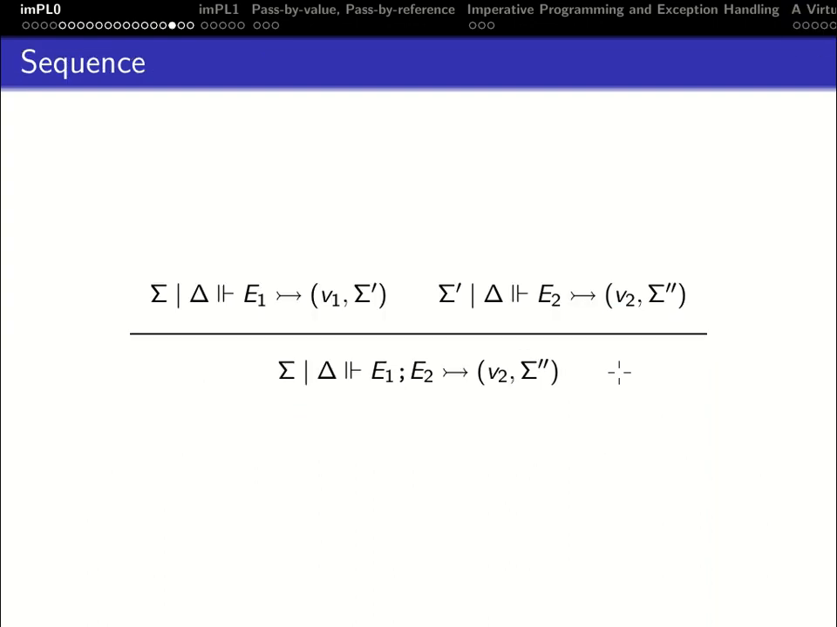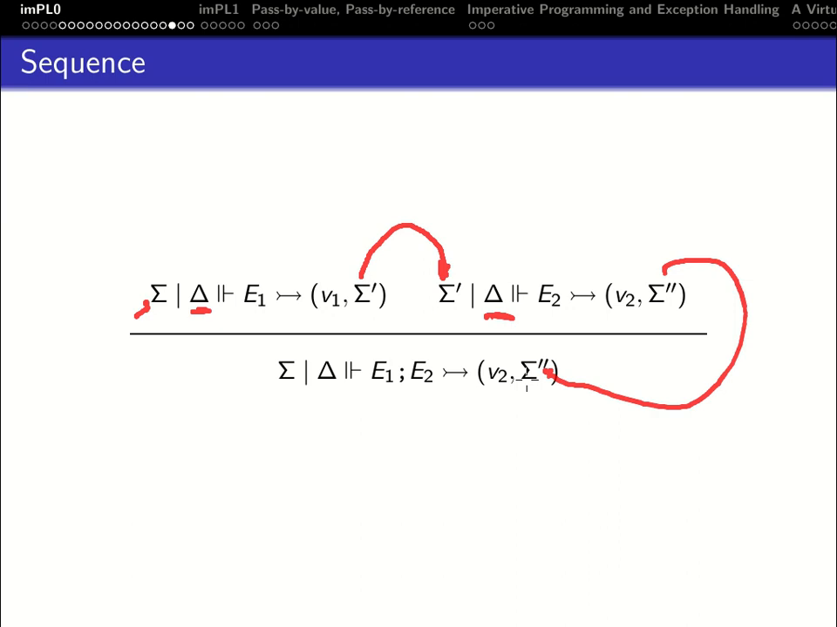Sequence. This one is simple. It's the essence of the threading of the store. This is the one thing that threads the store but doesn't do anything to the environment. So we have no problem reusing the environment, but we have to thread the store. I start from this one, I get this one, which I have to thread into the next one, and this is what I get for the result.